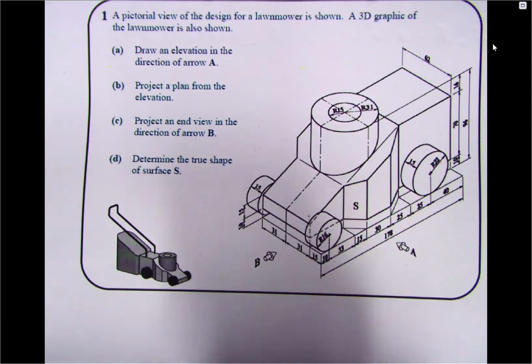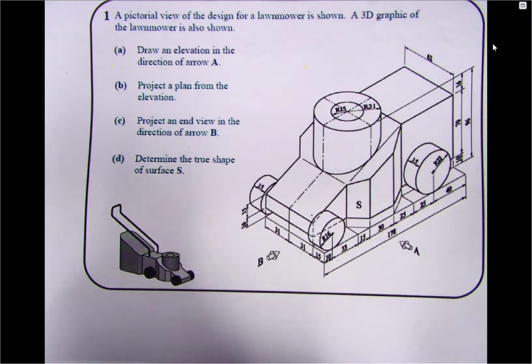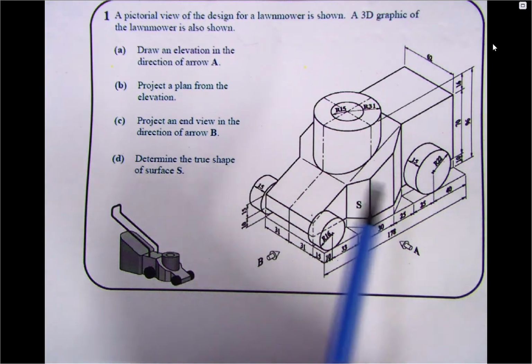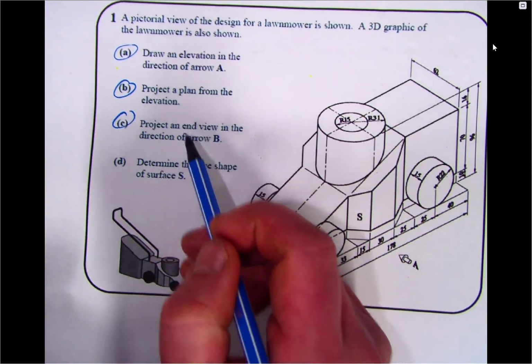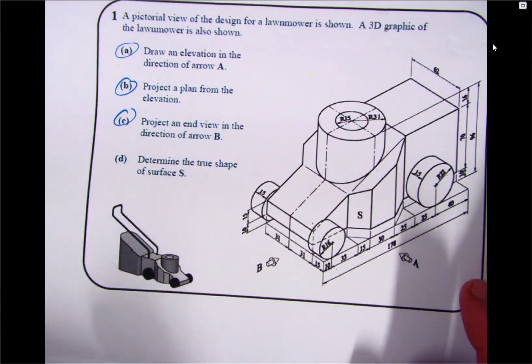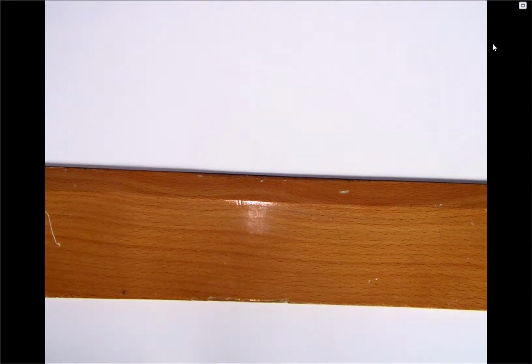views. Another thing that's typical of higher level is to ask you for three views and also for the true shape. But we won't cover the true shape today. We're just going to start with A, B, and C. So the first thing it asks is to draw an elevation, then project a plan, and then project an end view. That's typically the order we'd work in, given that's the way they asked the question. So the first thing I want to do is the height is 96.